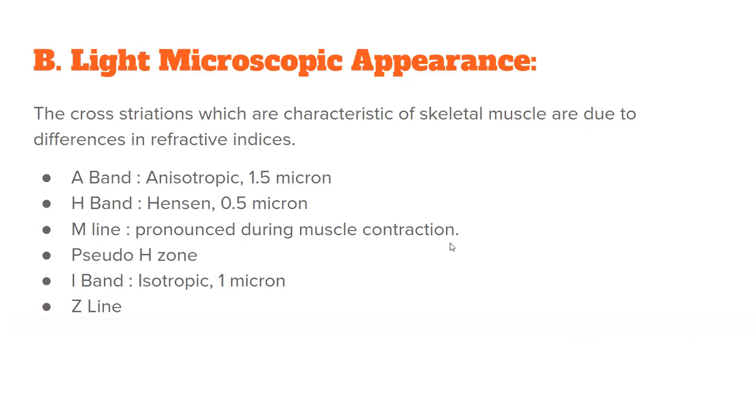So let's get into the light microscopic appearance. This is what we studied in our first year MBBS in physiology. To talk about skeletal muscle, like I told you, they are striated muscles because under a microscope, they appear striated. What do you mean by striated? Basically, there are multiple components which have different refractive indices.